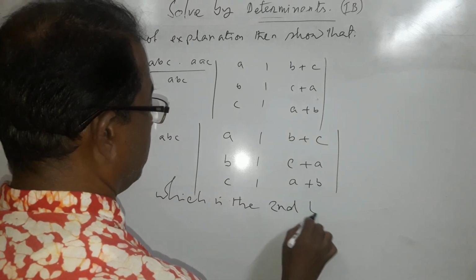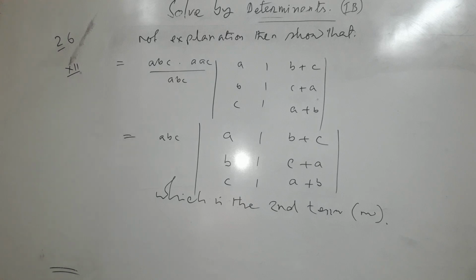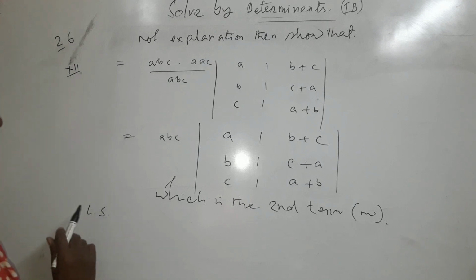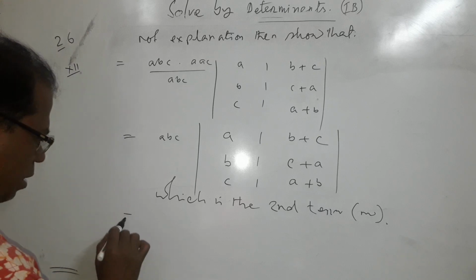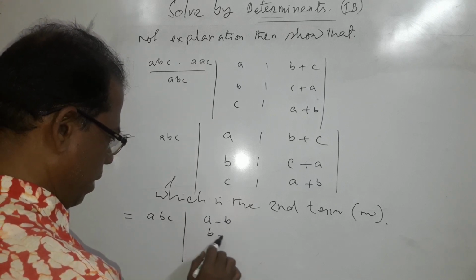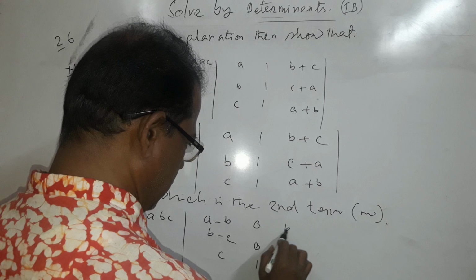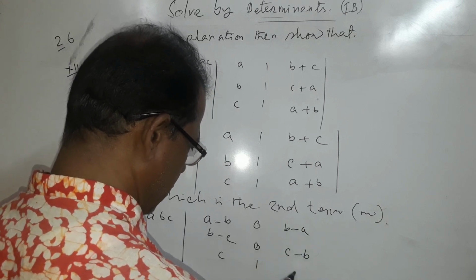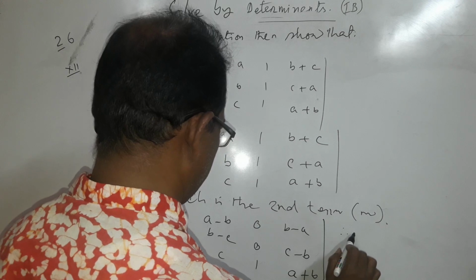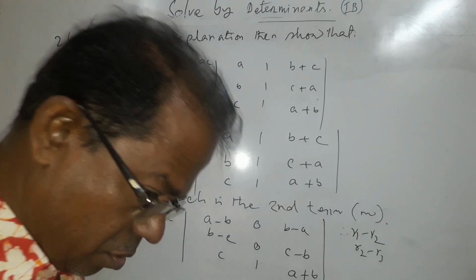This is the second term, proved. Well, about the last term. Last term means left hand side or last term. It equals A, B, C, so A minus B, B minus C, C; 0, 0, 1. So B minus A and C minus B and A plus B, right? After that, we have to note it: R1 minus R2, R2 minus R3, right? Okay.